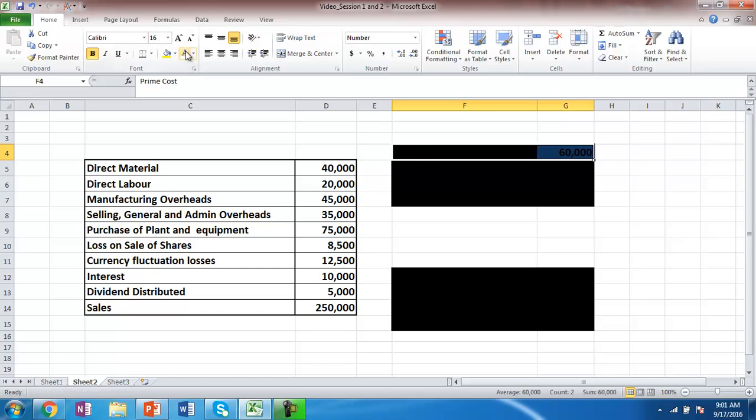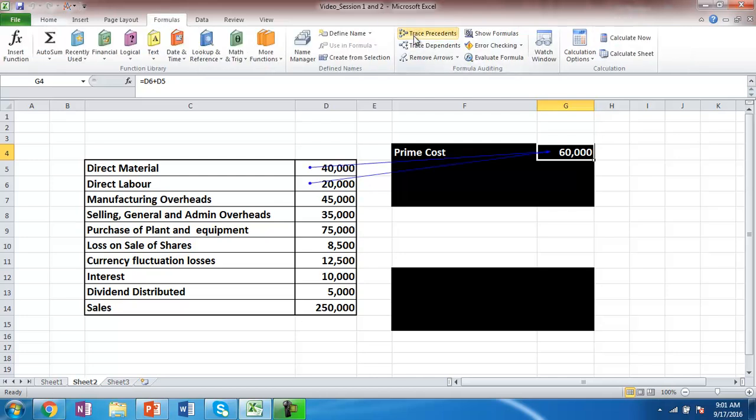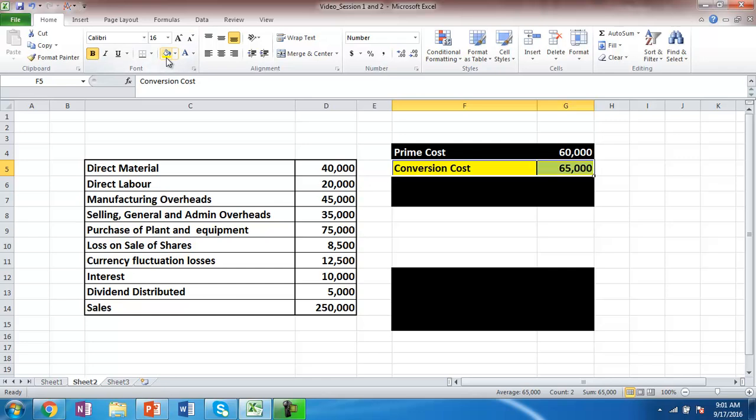For example, the prime cost is the summation of the direct material and the direct overhead. But this concept of prime cost normally we will not see in financial accounting. That is mostly a cost accounting term.